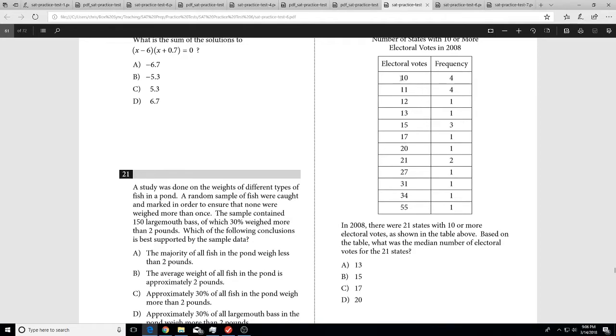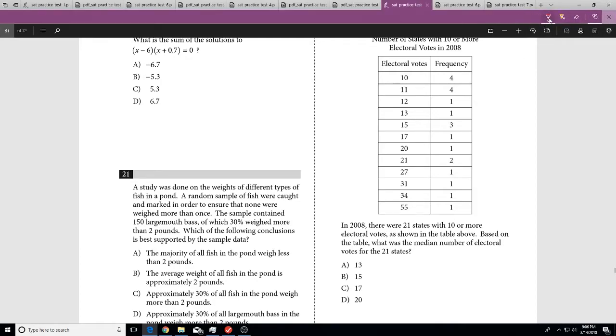So if I were to write all these numbers out in order, we would have 4 tens. And let me try to write this out a little bit here. So if I were to write this out, I'd have 10, 10, 10, 10. So you get the idea here. Then I would have 4 11s. So 11, 11, 11, 11, 1 12.